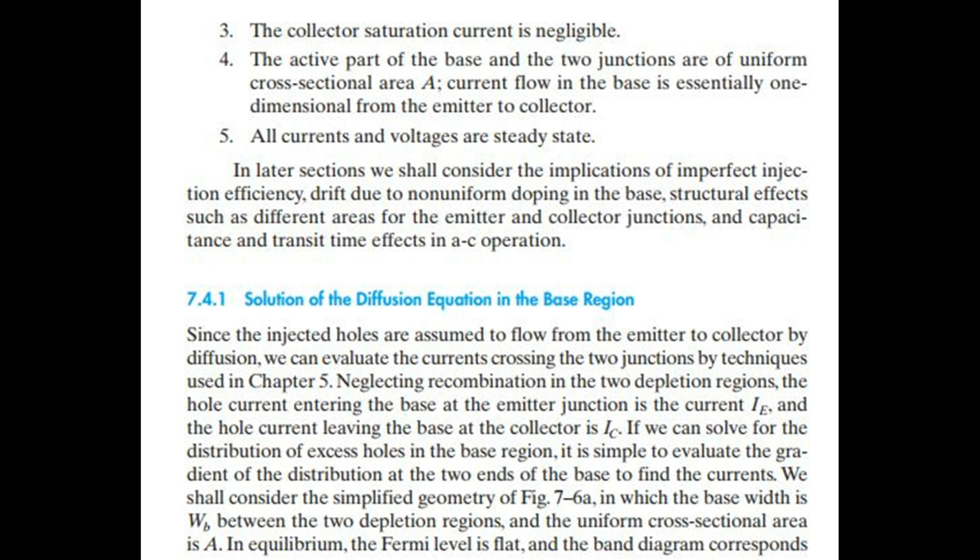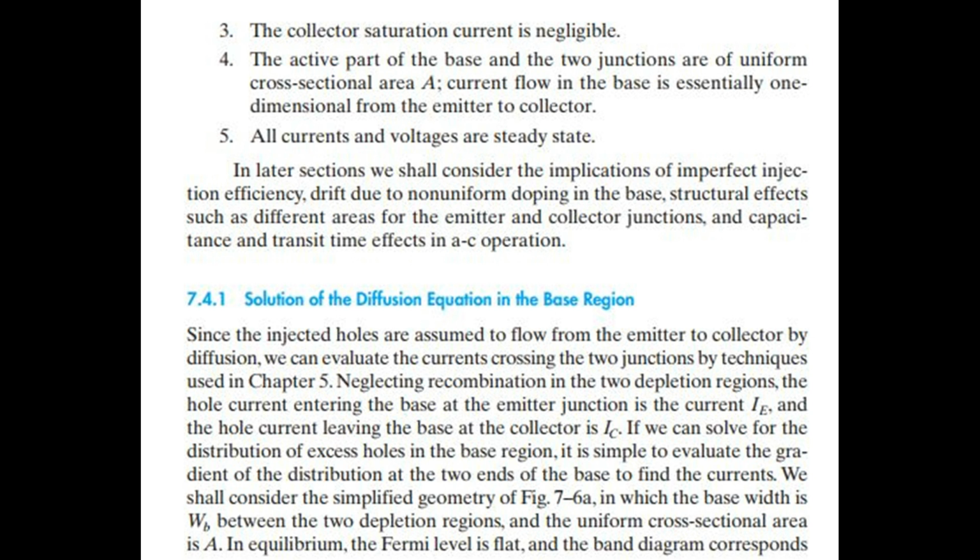Since the injected holes are assumed to flow from the emitter to collector by diffusion, we can evaluate the currents crossing the two junctions by techniques used in Chapter 5. Neglecting recombination in the two depletion regions, the hole current entering the base at the emitter junction is the current IE, and the hole current leaving the base at the collector is IC. If we can solve for the distribution of excess holes in the base region, it is simple to evaluate the gradient of the distribution at the two ends of the base to find the currents.